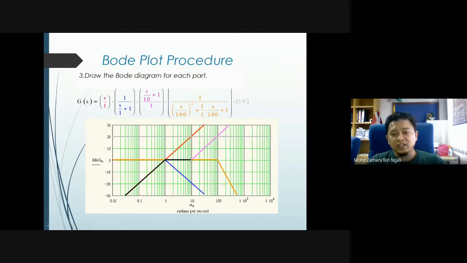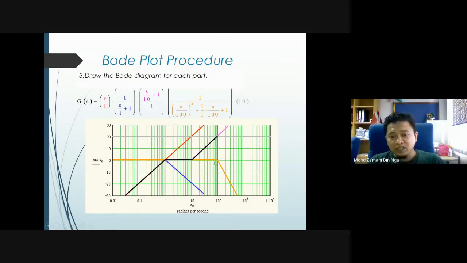When it reaches this point, we can see that the magenta line is changing its direction from straight line to upward 20 decibel per decade. We know that the total is 0 degrees. Now it goes up 20 decibel per decade. This point goes straight up. This also goes straight up.